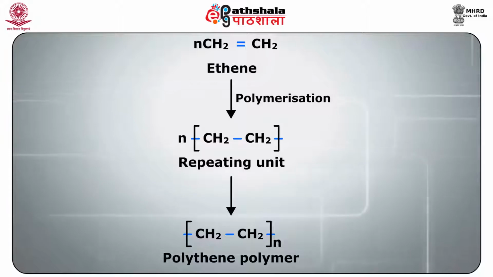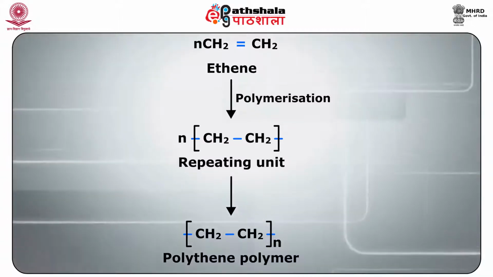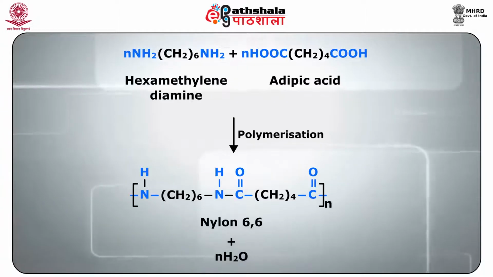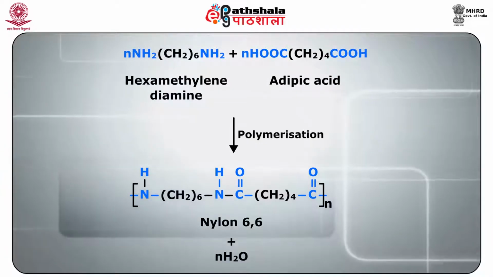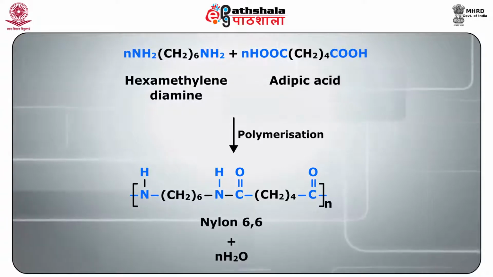For example, we can see ethene polymerizes to give a repeating unit, which further gives the polyethene polymer. Similarly, hexamethylene diamine combining with adipic acid, on polymerization, gives nylon 6,6 plus n times water. Polymers combine the characteristics of both solids and liquids, as they exhibit elasticity like solids and viscous behavior like liquids. Hence, polymers in solutions have unique viscoelastic, diffusion and colligative properties.